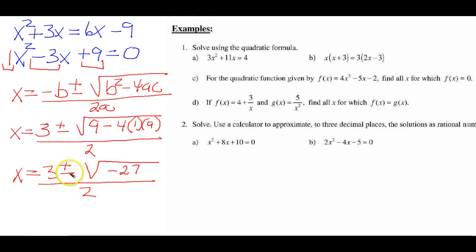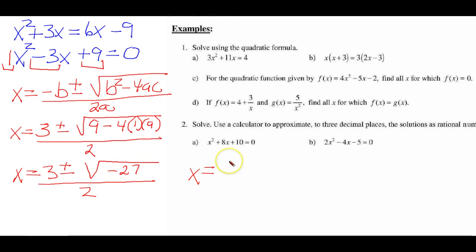Now you might say, okay, there's my answer. Well, not yet, because notice this is an even index number here, 2, and this is negative. So this is going to be an imaginary number. So we have to do some simplification.